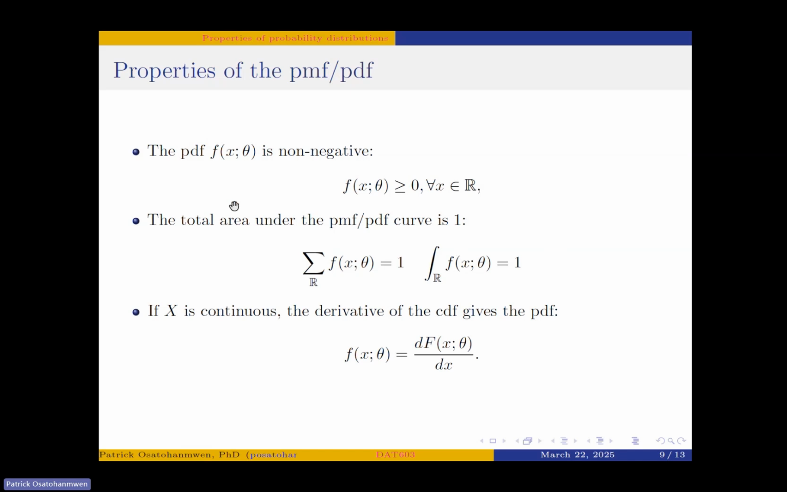Now, another property of the PMF or PDF is that the total area under the probability... David, just write down your question and then we're going to talk about it.